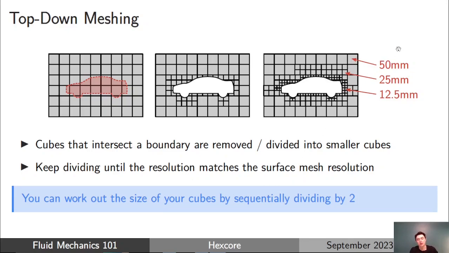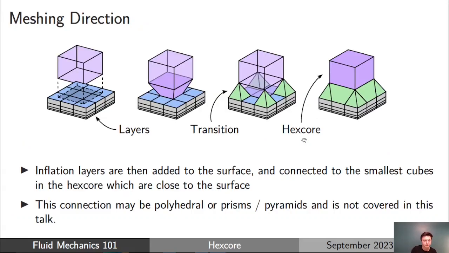So for you, you can actually work this out before you even start pressing mesh. Think about what's the largest cube in your domain, how large do you want it, and then look at your surface features and think, how many times is that Hexcore going to have to divide until the smallest cubes will capture the layers and the transition cells close to the boundary? So that's a very useful exercise.